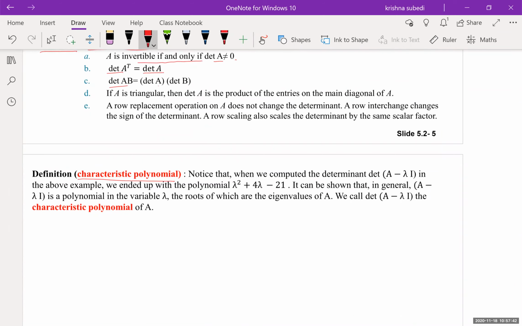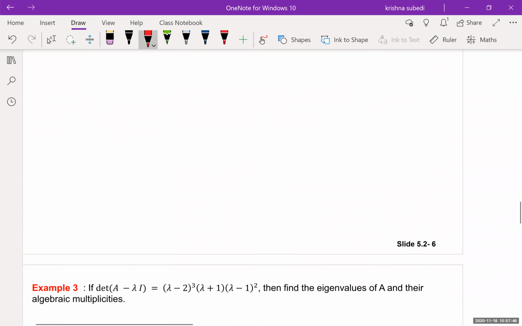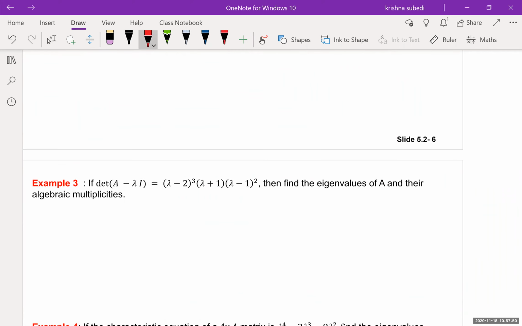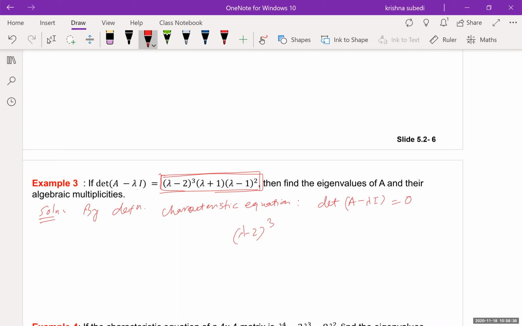Now, the characteristic polynomial, I think we already discussed that previously. Now let's look at example 3. If the determinant of A minus lambda I is given by this product of factors, then find the eigenvalues of A and their algebraic multiplicities. So we know by definition, the characteristic equation is given by the determinant of A minus lambda I equals 0. That means (lambda minus 2) cubed, (lambda plus 1), (lambda minus 1) squared equals 0.